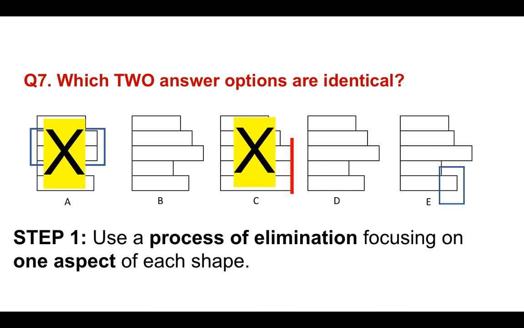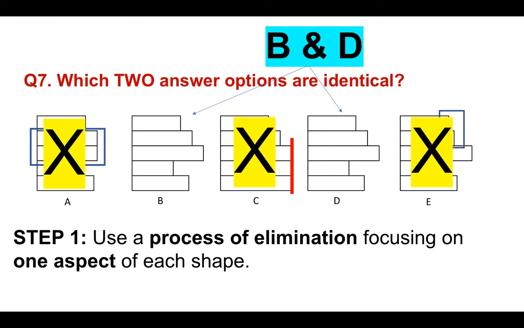And if we do the same on E, we can see that those 2 at the top are quite close and it doesn't feature anywhere on B or D, which just leaves us B and D as the correct answer. So those 2 answer options are identical. And if you take the time to look at them, you'll see they are identical.